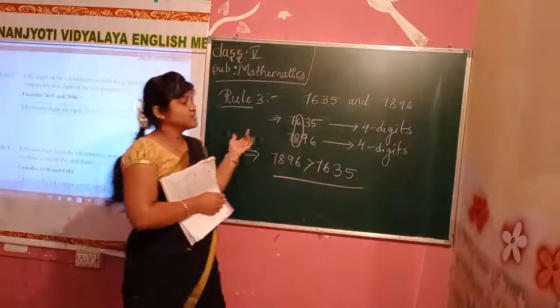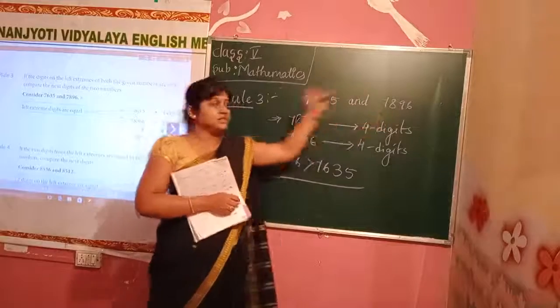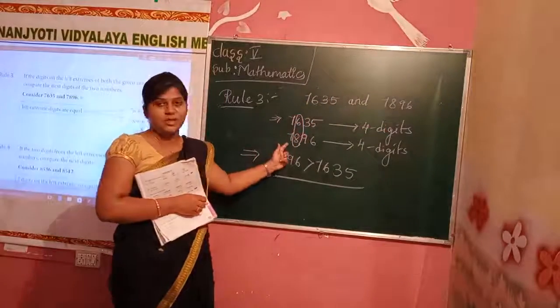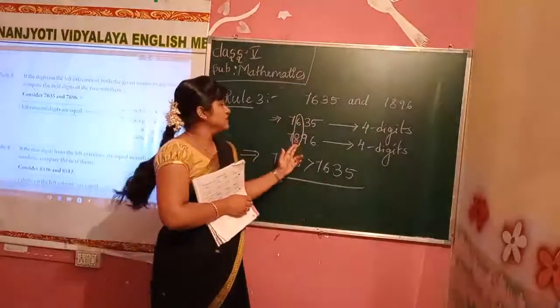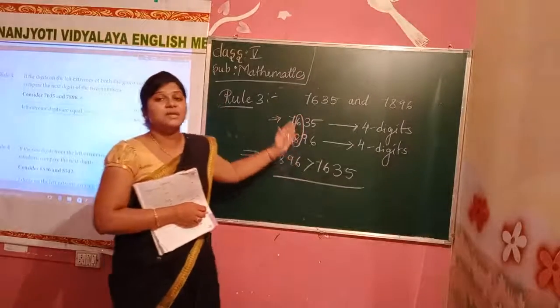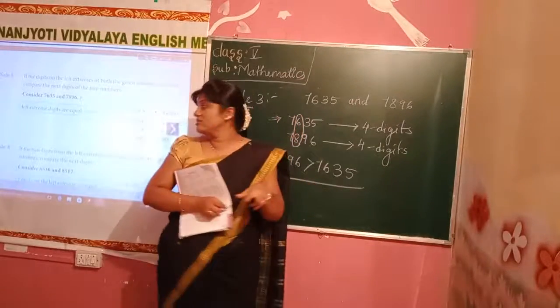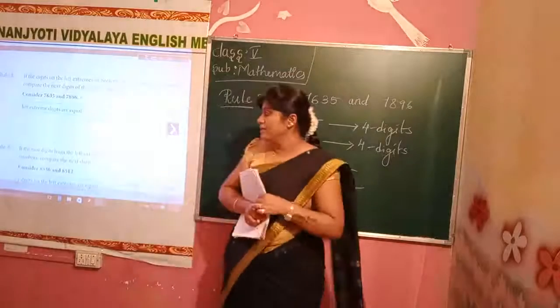In the first rule we saw the number of digits. In the second rule we saw the first place. In the third rule we saw the second place. We compare the second place.